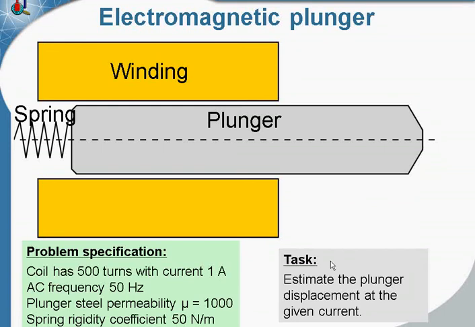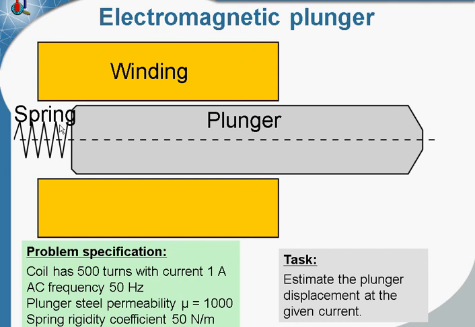Electromagnetic plunger. Electromagnetic plunger works on AC current and consists of the coil and a movable part, plunger. Plunger position is controlled by the external spring.